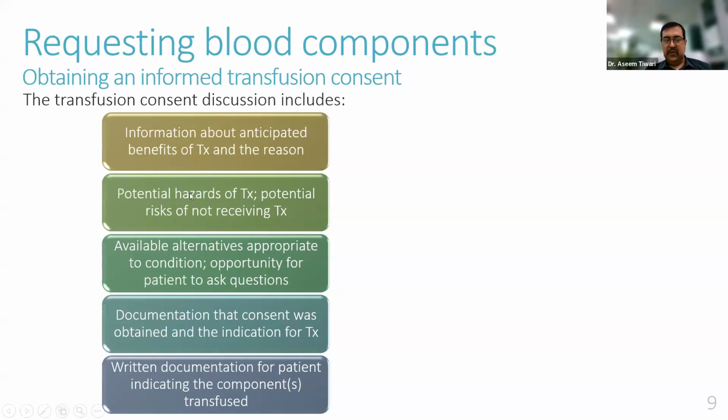Potential hazards of the transfusion, as well as the potential risk of not receiving transfusion. So we need to tell both that there are certain risks involved, but if you don't take transfusion, then what are the risks which are involved? If there are any alternatives, then those alternatives also need to be discussed with the patient. Then we also have to document the consent, and a written consent is needed.